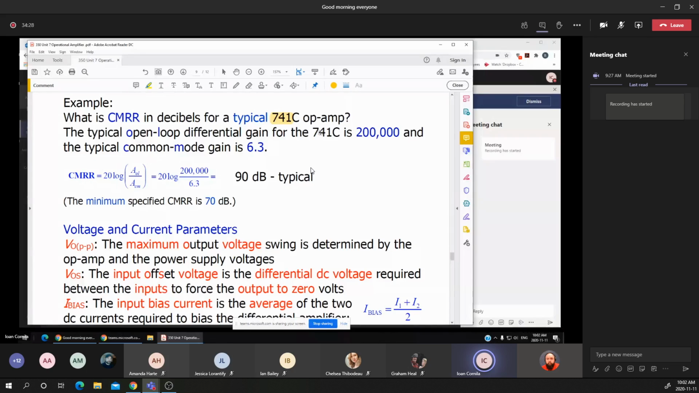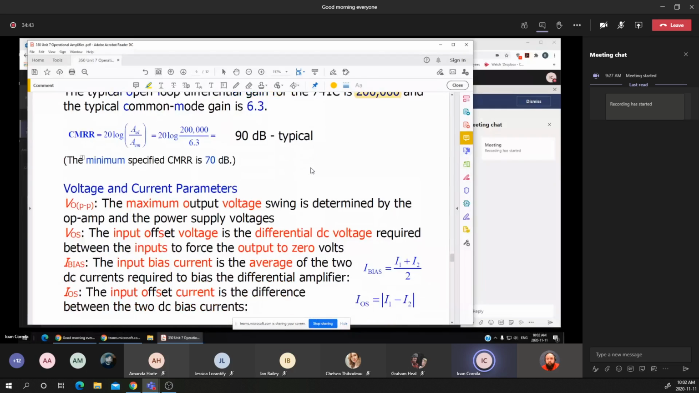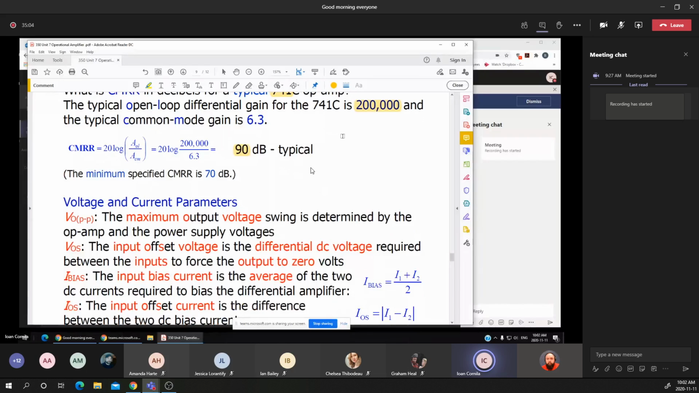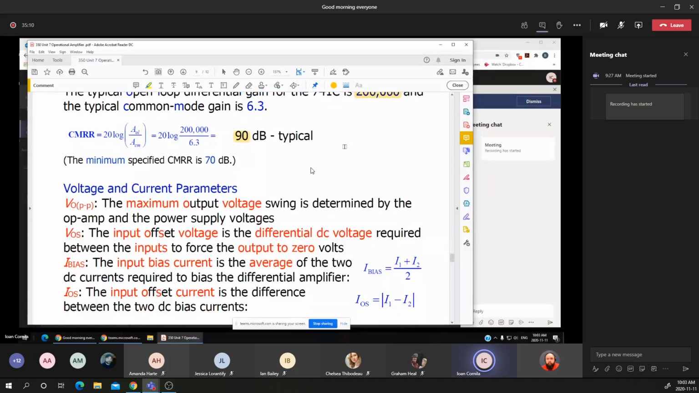Now, I mentioned that for the 741, the open loop gain, the AOL, is 200,000. And the typical value for the common mode gain is 6.3. This means that we can calculate the CMRR as 20 log of the open loop gain over the common mode gain, and we end up with 90 dBs. That's a typical value. That's why I make an example to show you a typical value. Remember that in specs we have the minimum value, the typical value, or a maximum value. That's actually the typical value for a 741.